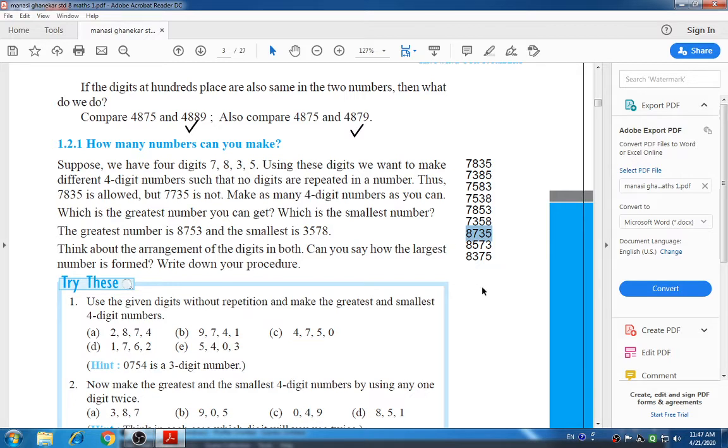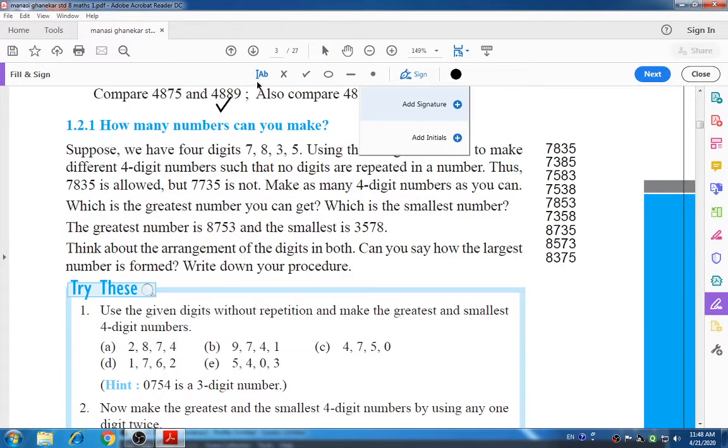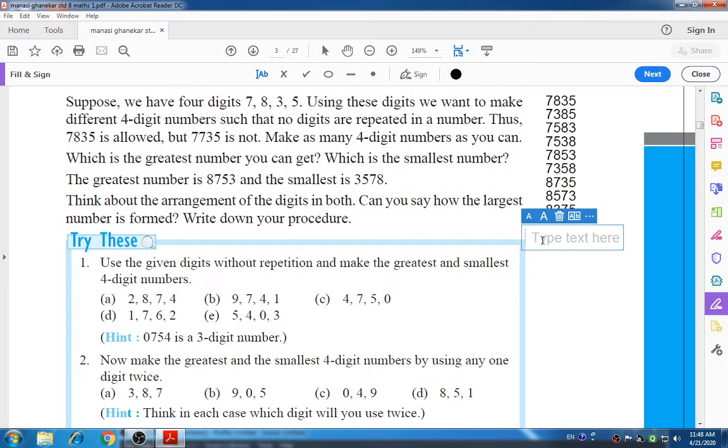And you can make many numbers, so think about the arrangement of the digits and make as many numbers as you can. Okay, now we are going to solve our activity, or Try This. Use the digits without repetition and make the greatest and the smallest 4-digit number. Look here. Okay, I'm going to write the answer here.